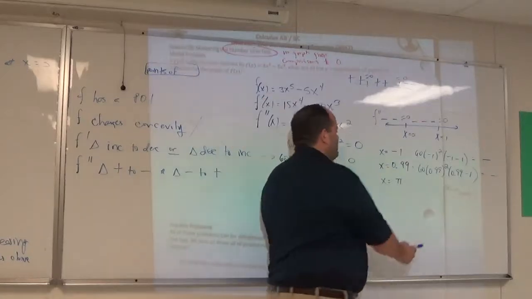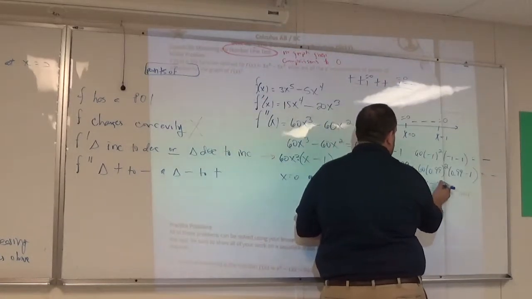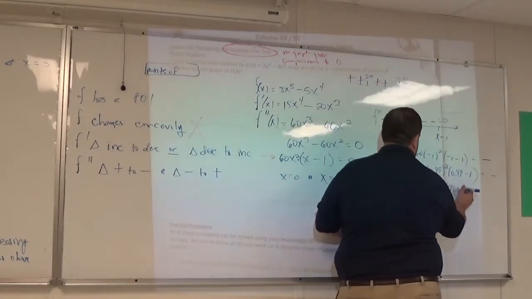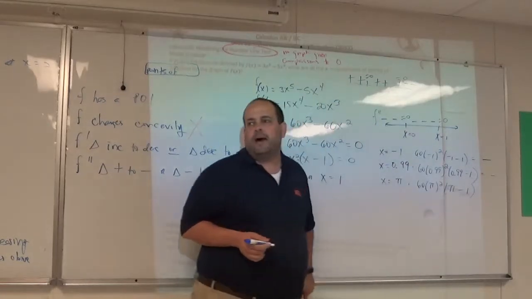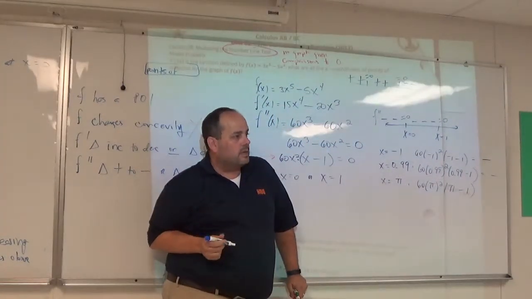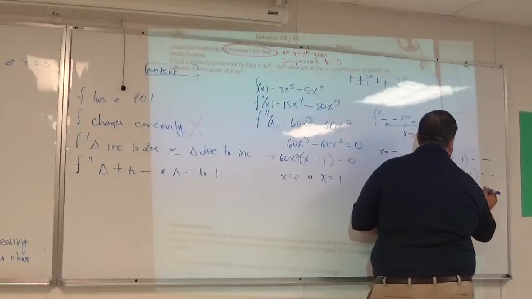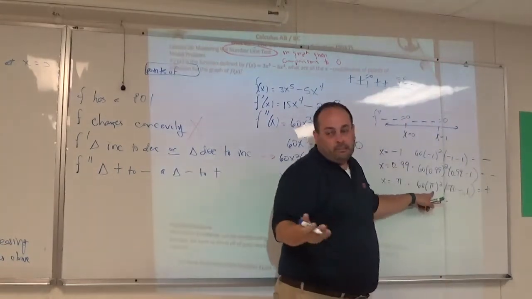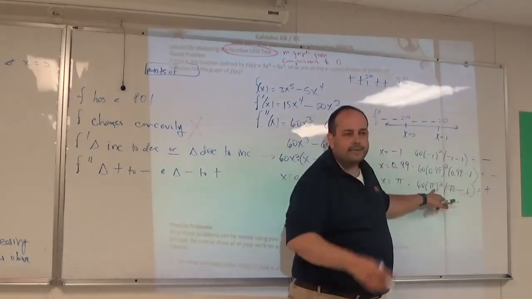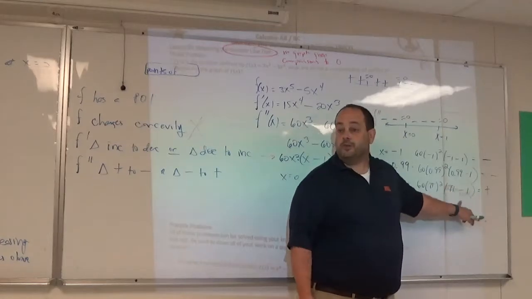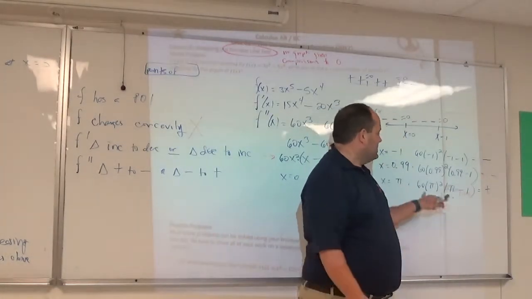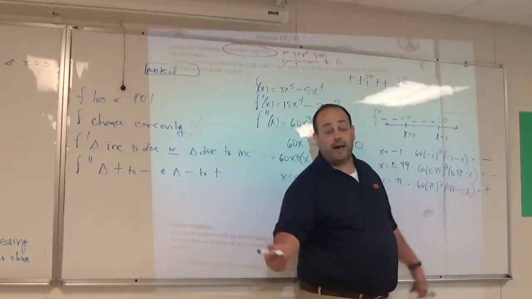Oh, I picked pi. For some reason, I picked pi. 60 times pi squared times pi minus 1. Everybody knows what this is. It's positive. I don't need to know that pi squared is, I don't know, 9 point six something maybe. Pi minus 1 is 2 point something. 60 times positive is positive.